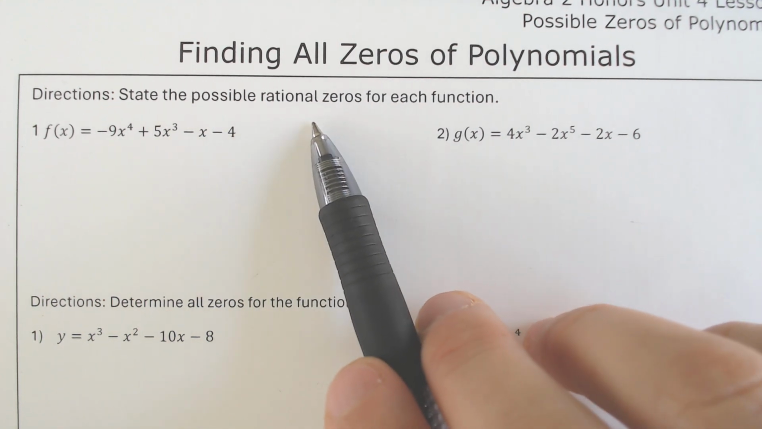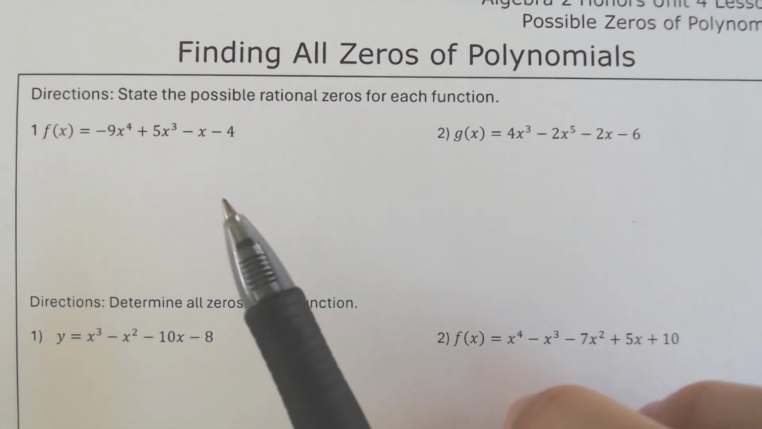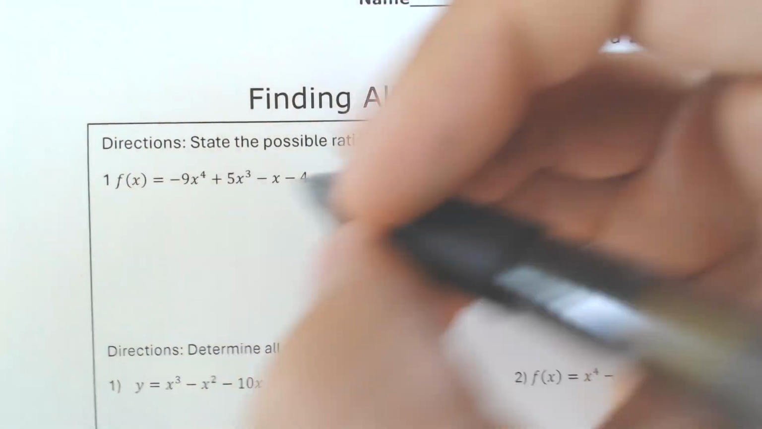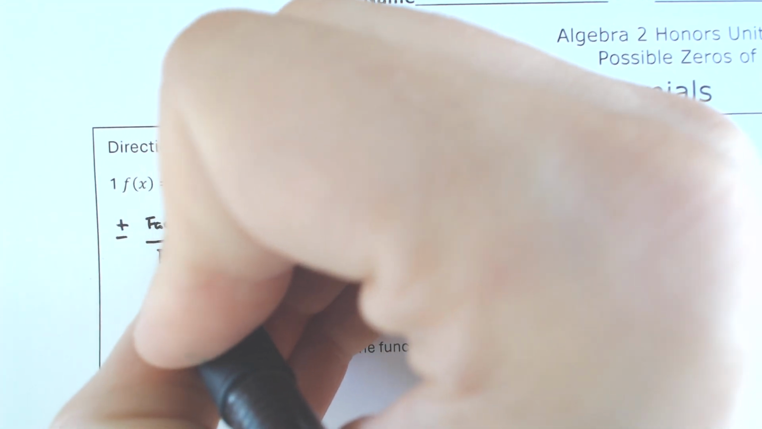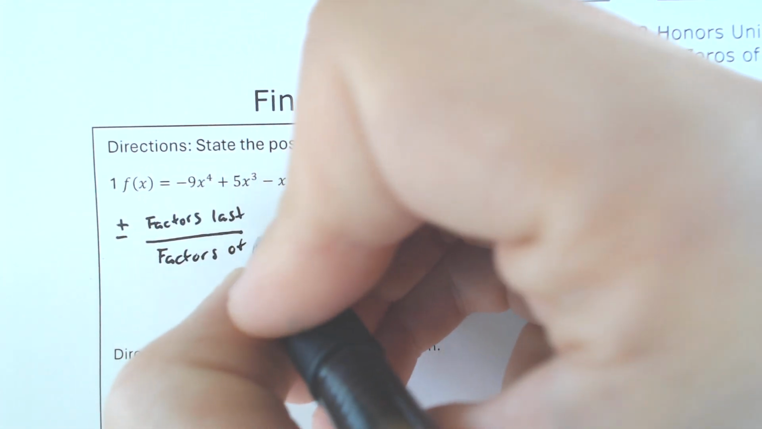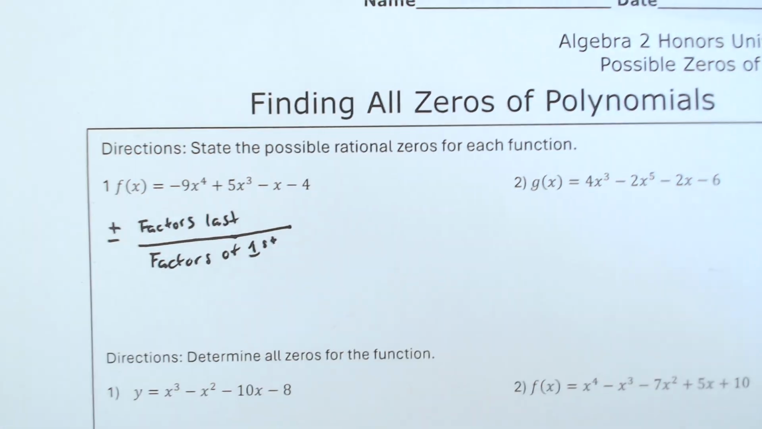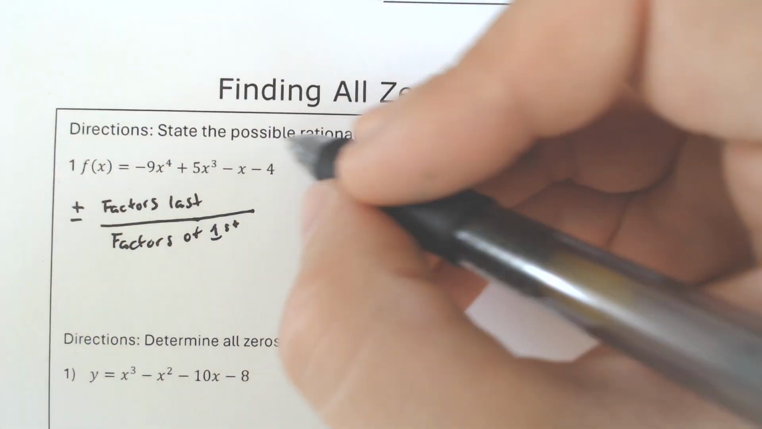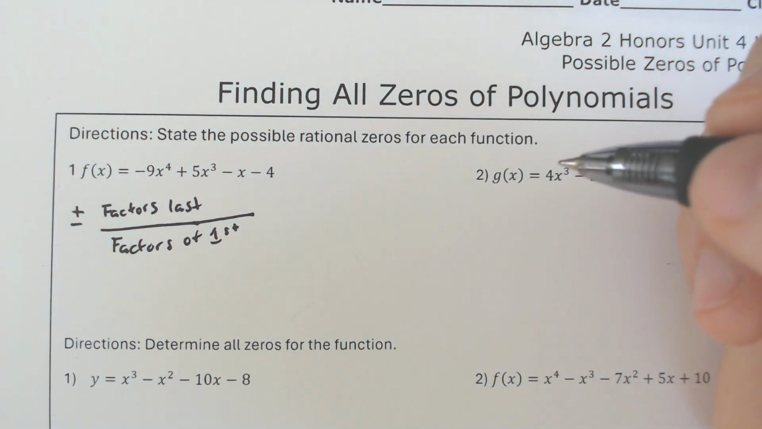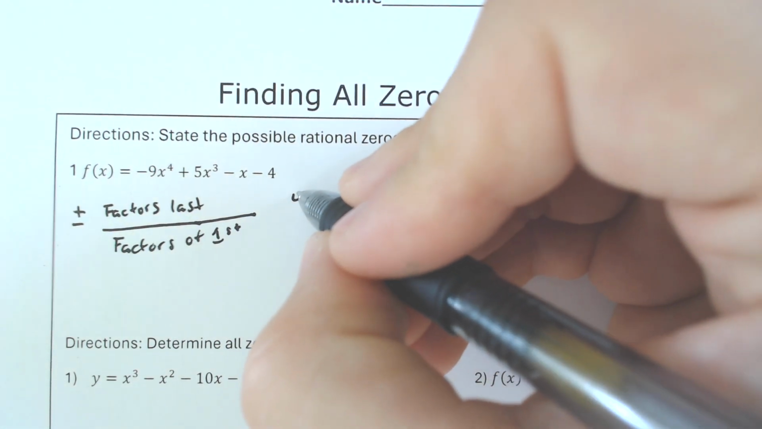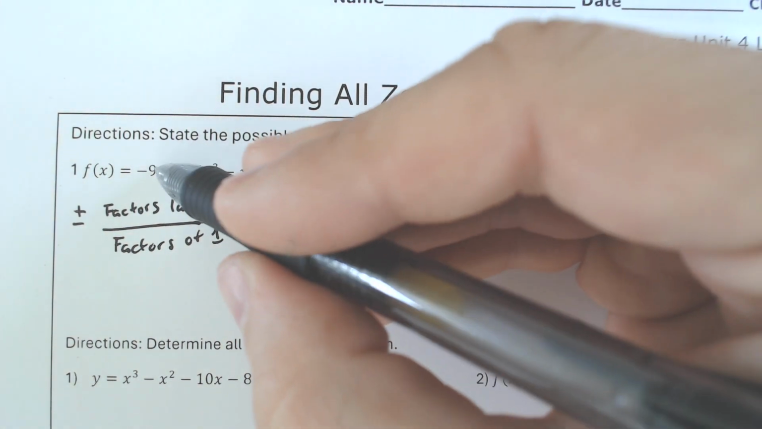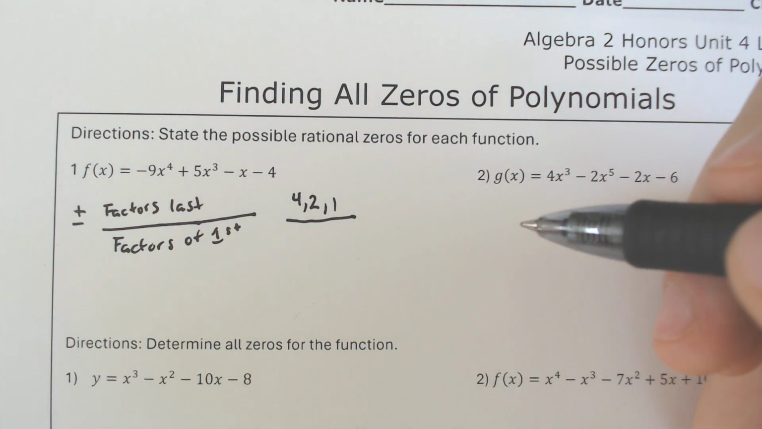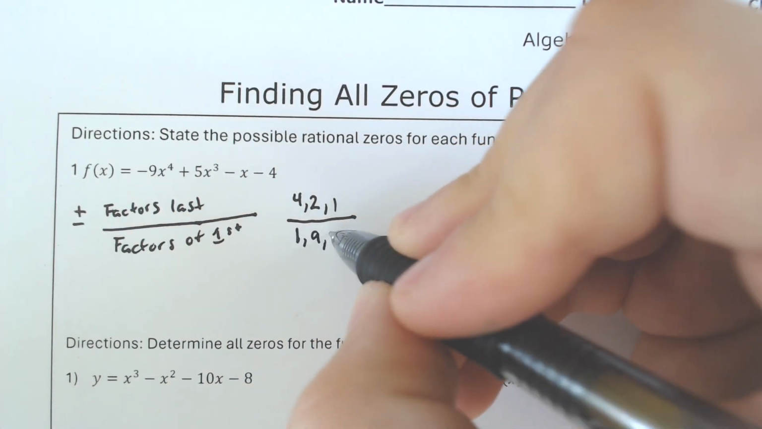And you get the rational zeros, the possibilities, which we call the PRZs, by taking plus or minus the factors of the last term and dividing by the factors of the first term. Okay, so it's factors of the last term divided by factors of the first term. The factors of the last term in this case are 4. We don't worry about the fact that it's negative. So we would have 4, 2, and 1 for the factors of 4 over the factors of 9. We don't worry about the fact that it's negative. So this would be 1, 9, and 3.